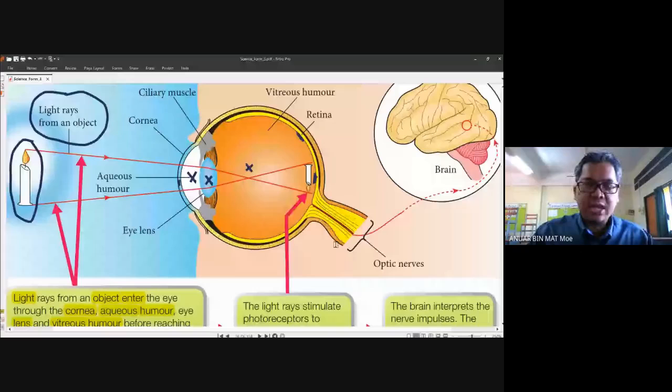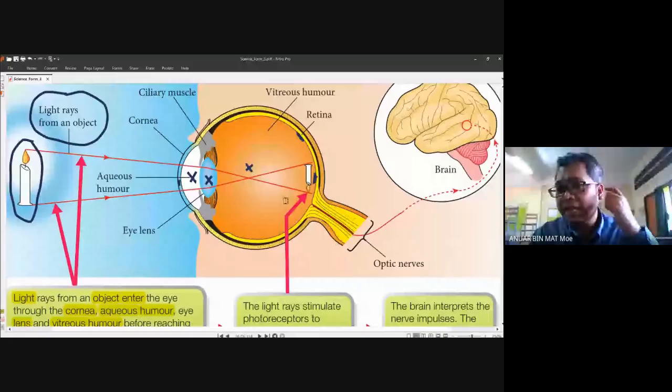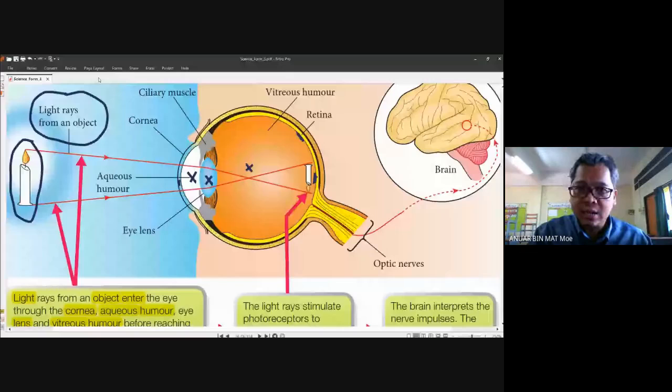So the image formed at the retina is inverted. You know, inverted maksudnya dia terbalik. Here, dia terbalik. Because, if you still remember in Form 1, it will be deflected or refracted by the lens here. All right, that's why we can see that the image formed on the retina here is inverted, dia terbalik.